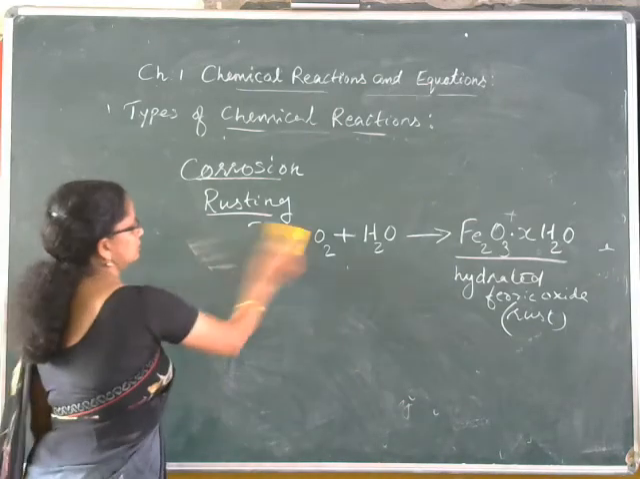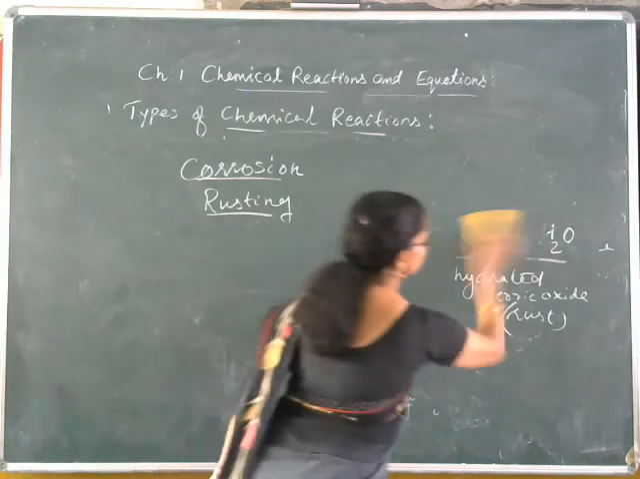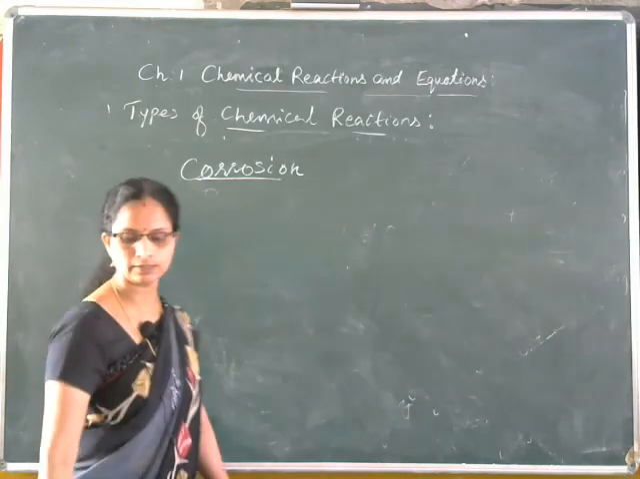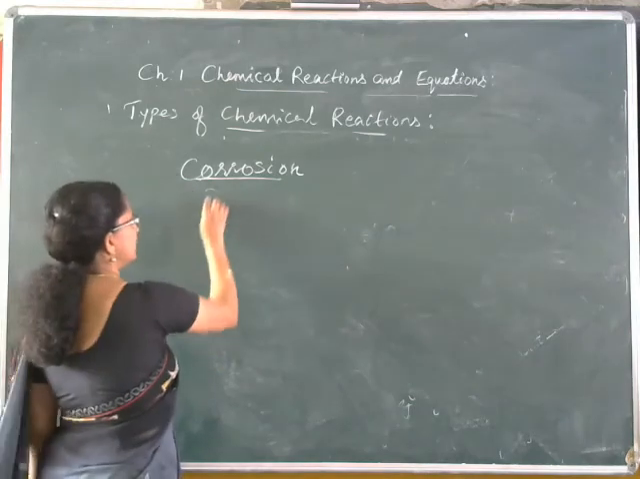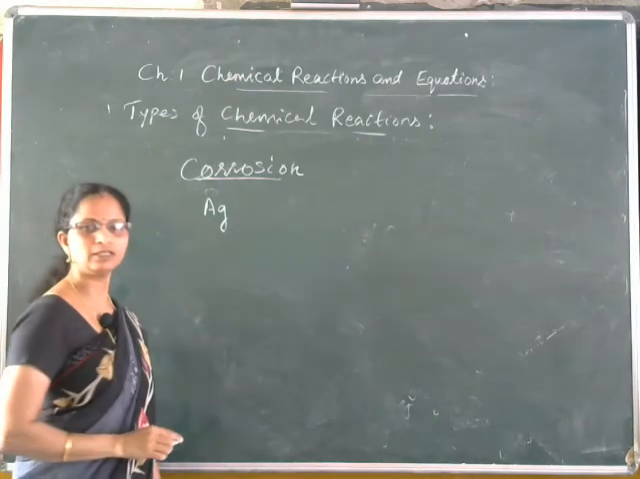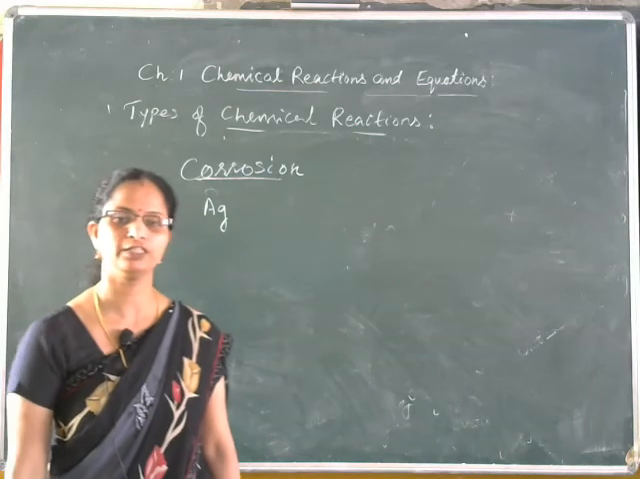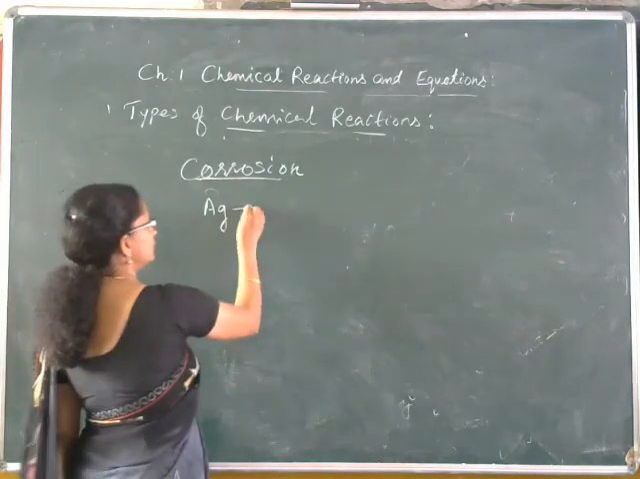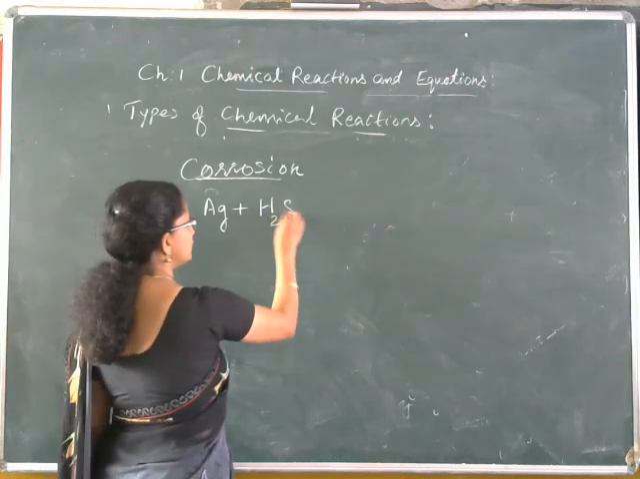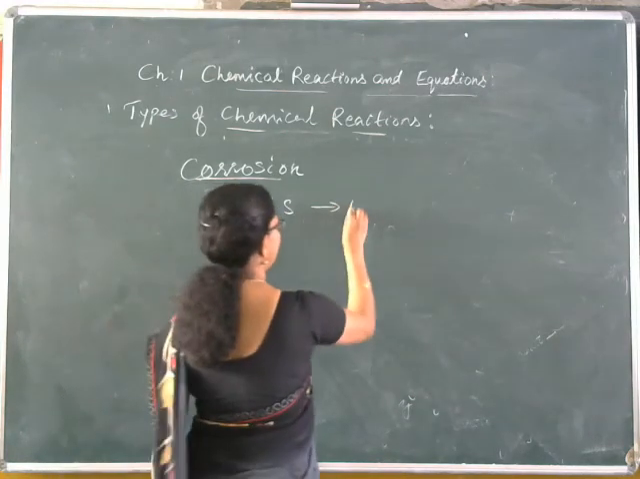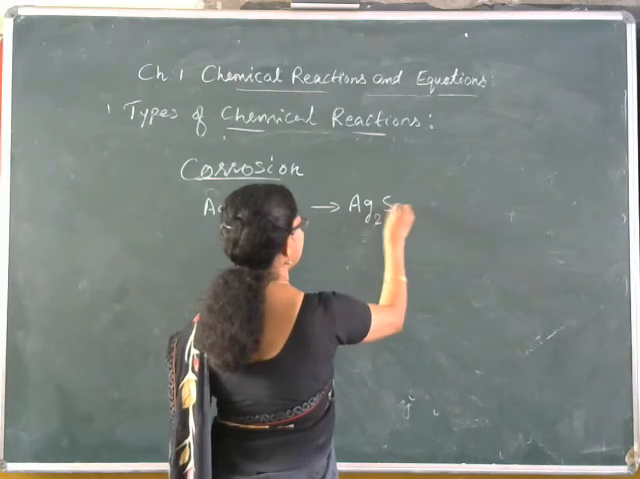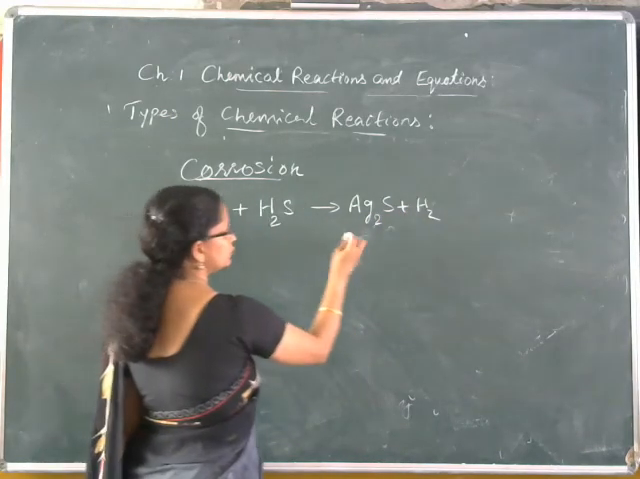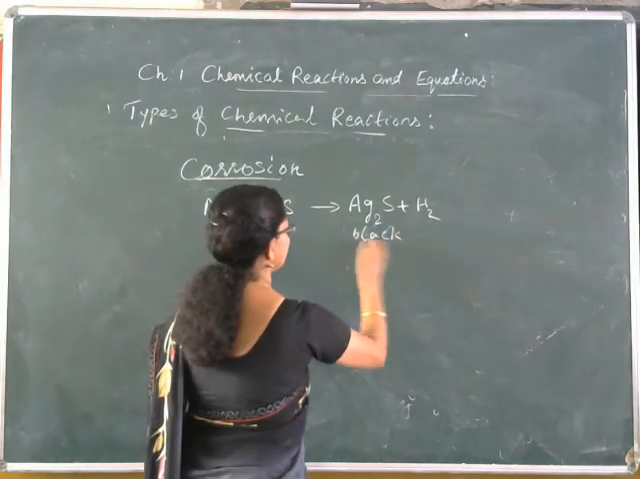There are other elements also that are affected by corrosion by atmospheric gases. For example, silver articles. When silver articles are exposed in the air for a long time, the surface becomes black. That black color is due to silver reacting with hydrogen sulfide in the air to form silver sulfide. So due to that, the silver color changes into black.